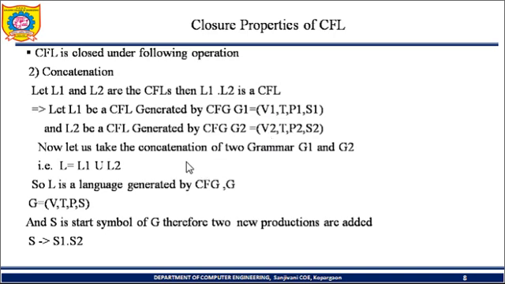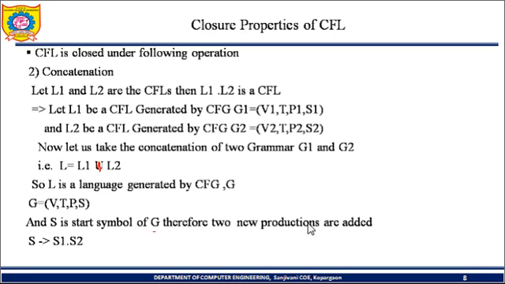Now let us take the concatenation of these two grammars G1 and G2. Then it will be L1 dot L2, where L is the language which is generated by grammar G. G is equal to V, T, P, S, and S is the starting symbol of the grammar G, which will represent language L.